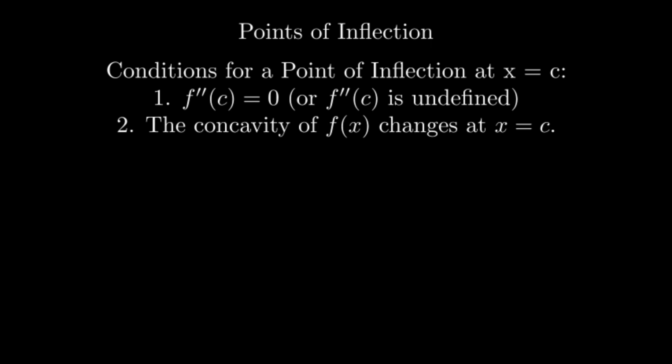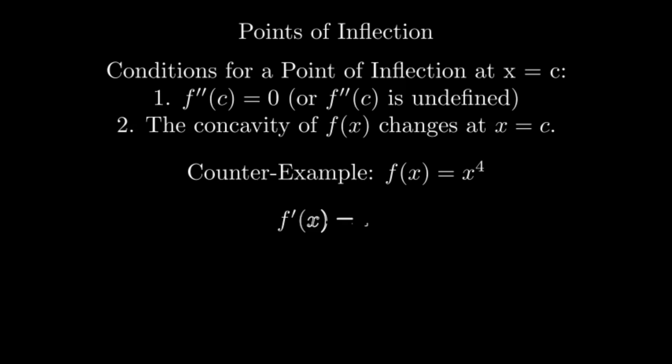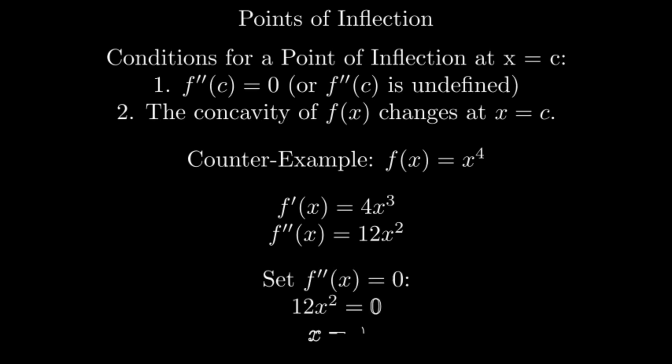Let's look at a classic counterexample. Consider the function f of x equals x to the fourth. Let's find the second derivative. The first derivative is 4x cubed. The second derivative is 12x squared. Now let's find where the second derivative is 0. Setting 12x squared equal to 0 gives us x equals 0, so x equals 0 is a candidate for an inflection point. But now we must check the second condition.